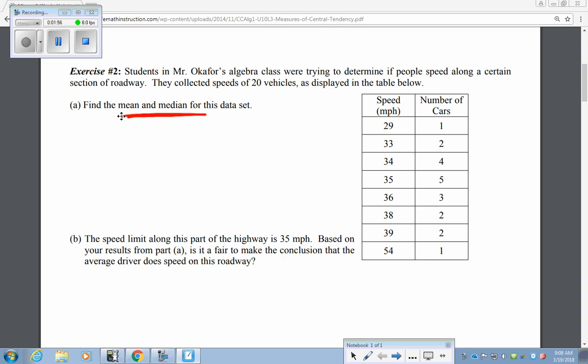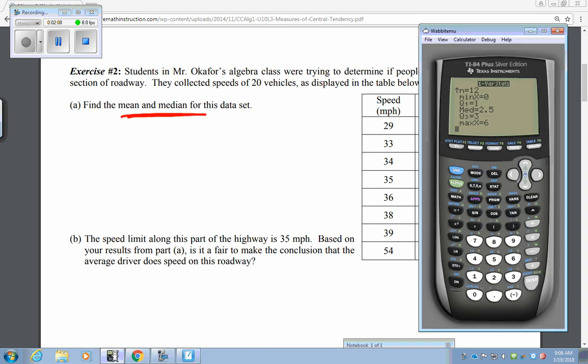Now this one's a little different because now we have 2 columns, but we are going to label this and throw these in the stat section, put those columns in L1 and L2. So I'm going to pull up the calculator, and I'm going to go back to stat and edit, and I'm going to go up to L1 and clear and press enter to get rid of those numbers.